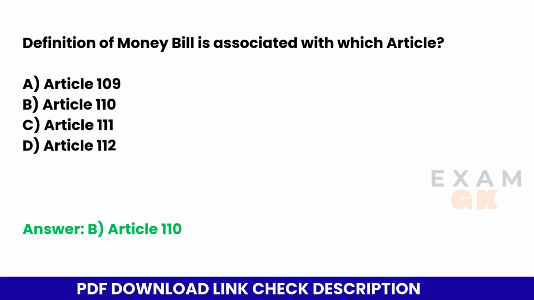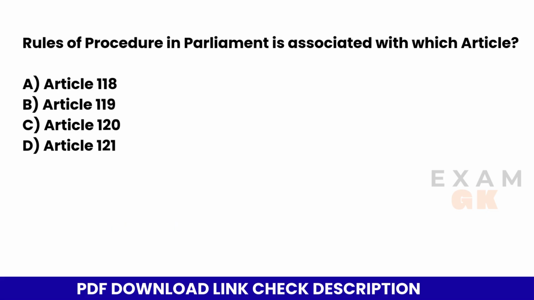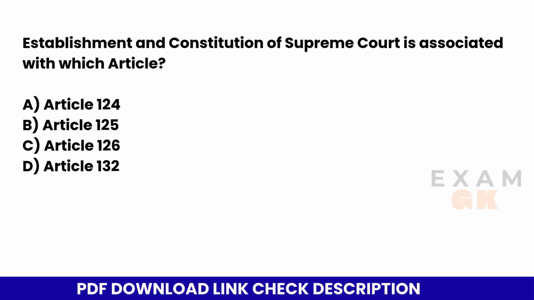Answer B. Article 110. Language to be used in Parliament is associated with which article? Answer B. Article 120. Rules of procedure in Parliament is associated with which article? Answer A. Article 118. Establishment and Constitution of Supreme Court is associated with which article?